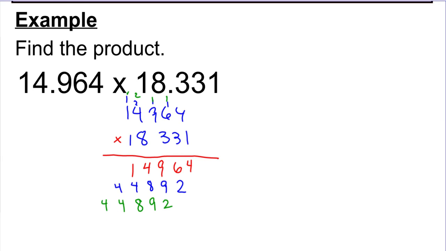Okay, all right, we're almost there. 8 times 4 is 32. I'm going to line that up below this. Carry a 3. 8 times 6 is 48, plus 3 is 51.